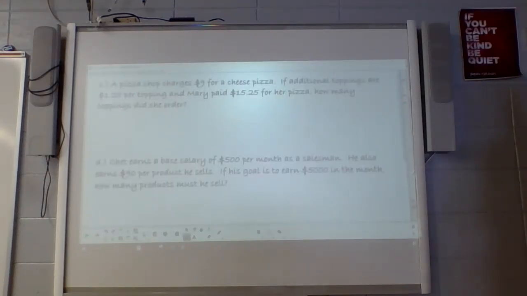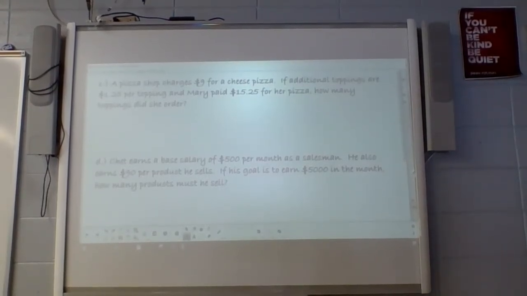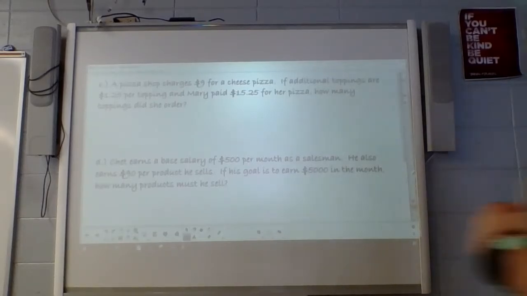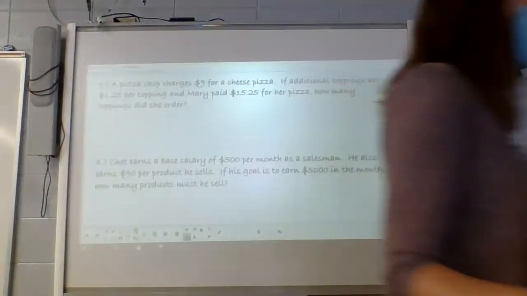All right, looking at this next one, a pizza shop charges $9 for a cheese pizza. If additional toppings are $1.25 per topping, and Mary paid $15.25 for a pizza, how many toppings did she order? So again, I know a lot of you guys want to bypass writing an equation for it, but I really ask you guys to go through those steps with me just so I can see what you're up to.